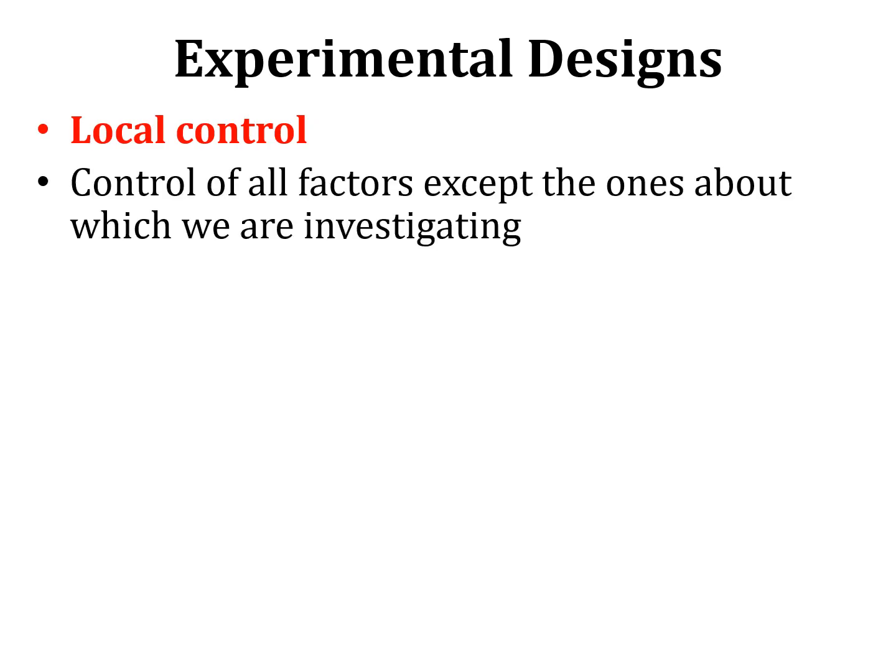Then the next very important principle of experimental designs is local control. So control of all factors except the ones about which we are investigating. Local control is basically about those sources of variation that are unwanted, that are nuisance factors that are unwanted, but we cannot control them fully. But we should try to maximally control those factors, and we are not going to control the sources of variation that we are interested in.